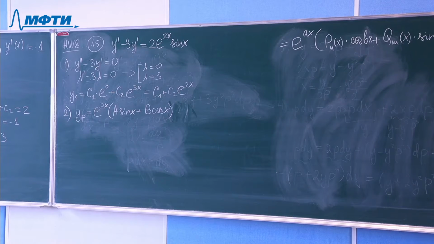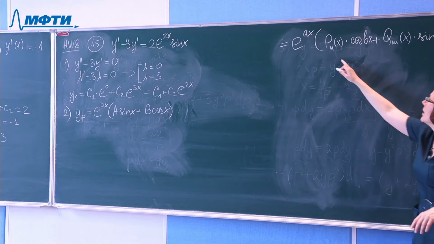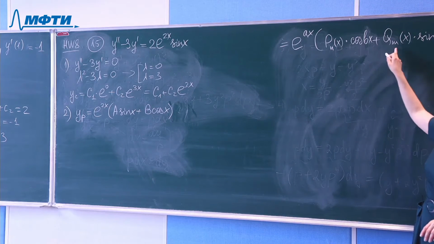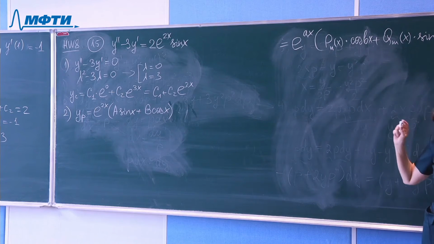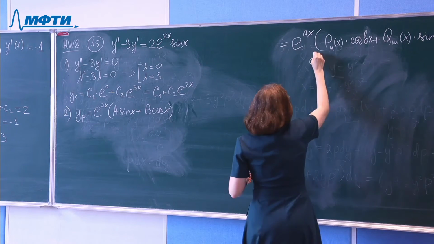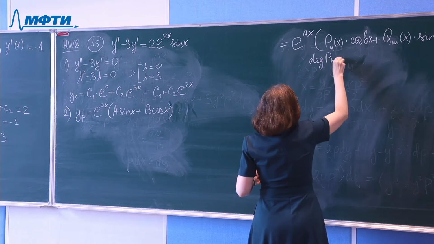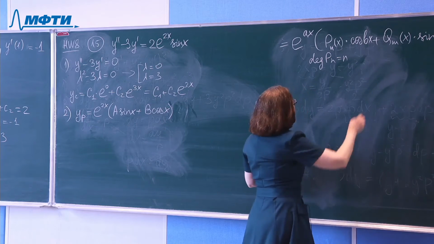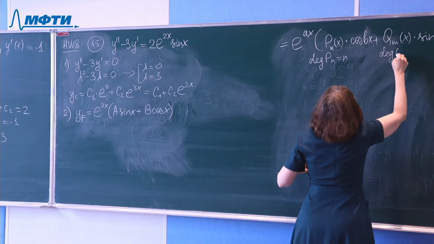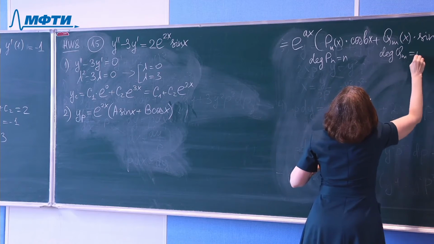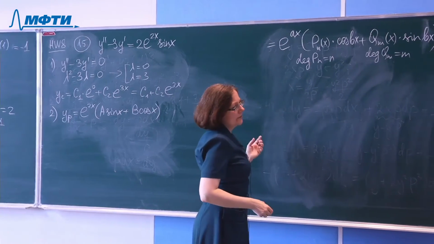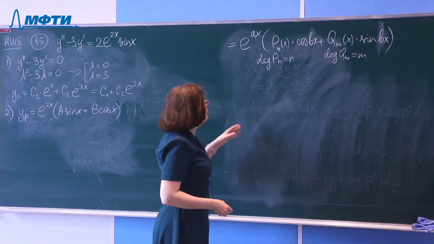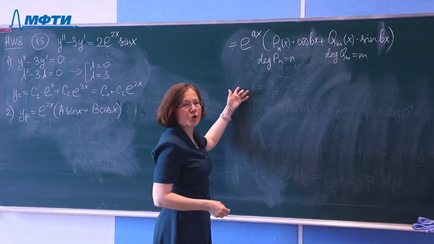Generally, the right-hand part has this form, where Pn of x and Qm of x are polynomials of degree n and m, respectively. So the degree of Pn is equal to n, and the degree of Qm is equal to m. Our goal is to find the form of a particular solution.